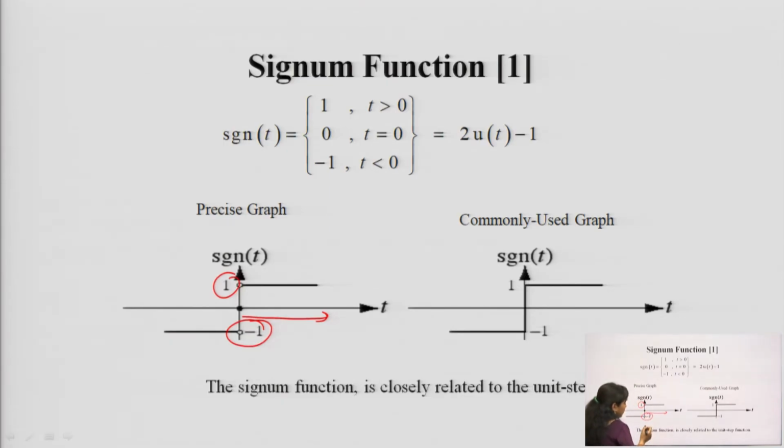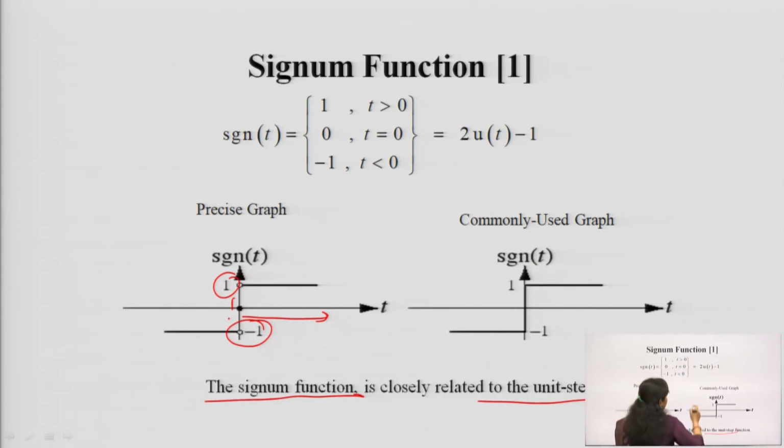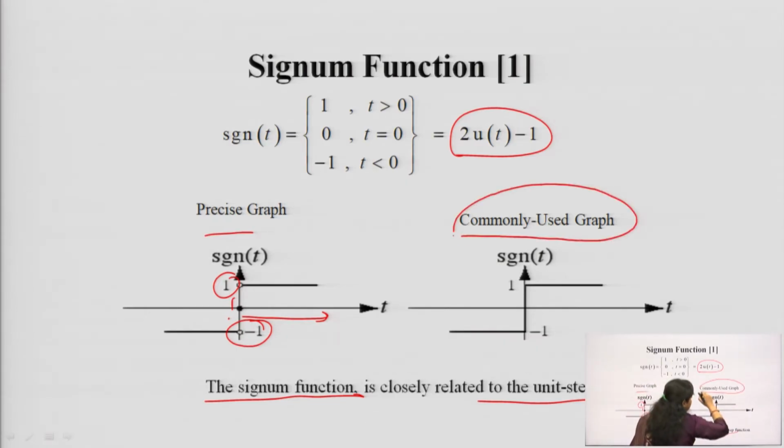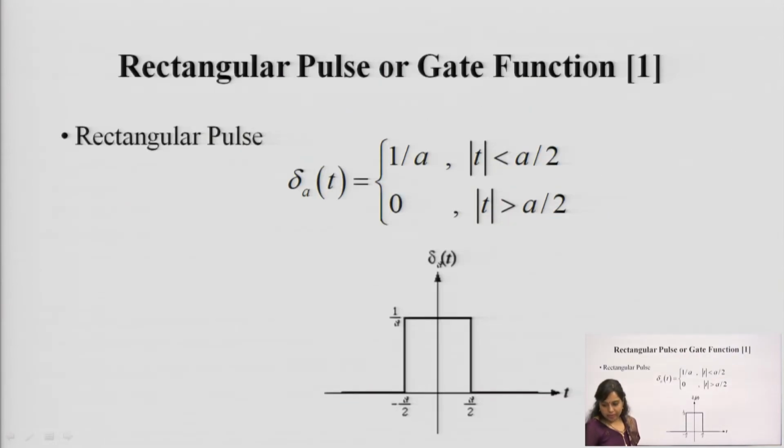So, that is why it is written over here, this is a Signum function. It is closely related to the unit step function. If you consider the unit step function over here, and the left hand side, it can be written as 2u(t) minus 1. So, that is the relation between the Signum function and the unit step function. This is the precise graph, and this is the commonly used graph that we are using over here, plus 1 and minus 1.